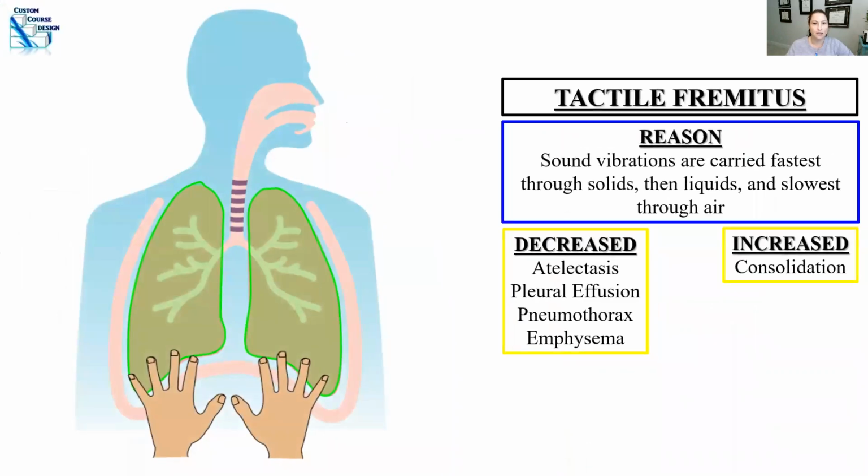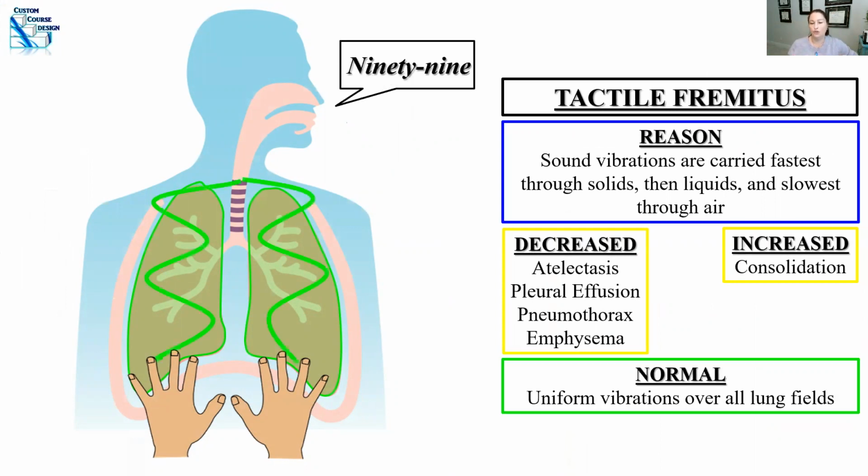Next, we have tactile fremitus, where we either use the edges of our hands or our fingertips, and we're going to be feeling the sound vibrations over the lungs. The normal findings, and you can have them say 99, Monday, laundry, airplane, it doesn't really matter, but you're just having them say something as you're feeling over these fields. You are feeling for those sound vibrations. So in a normal patient, they have uniform vibrations throughout their lung fields.